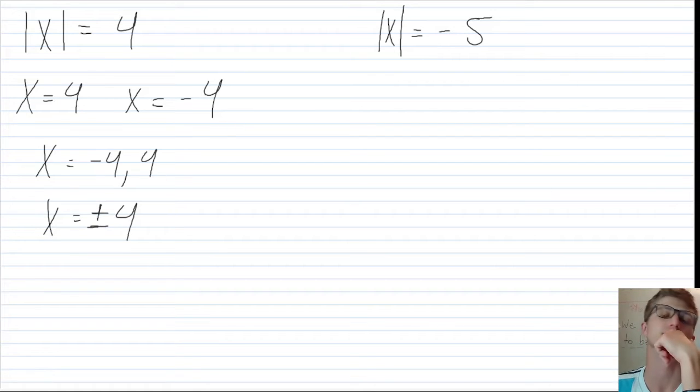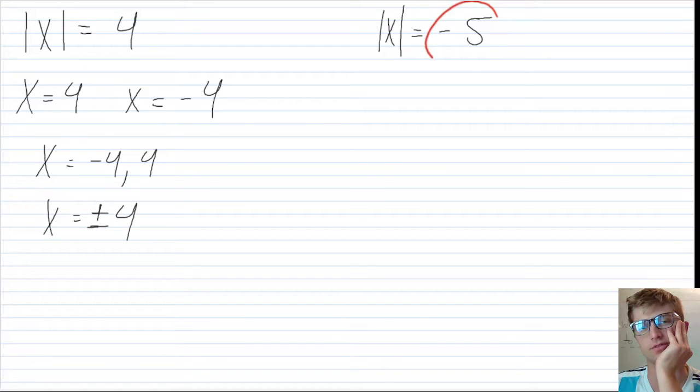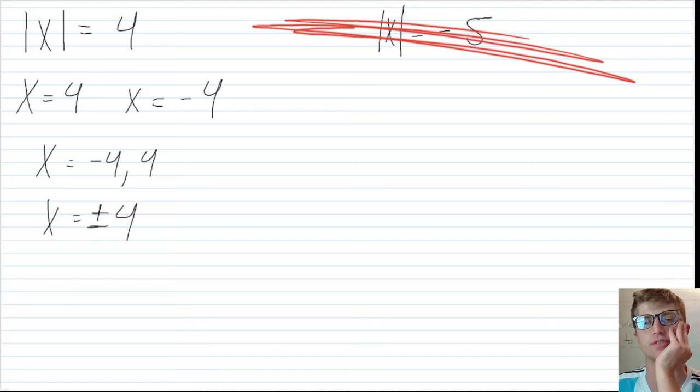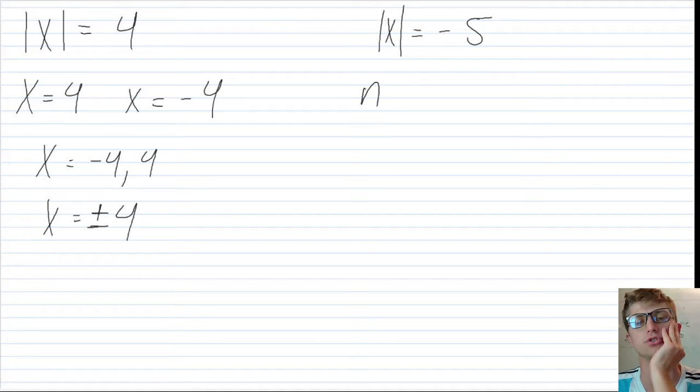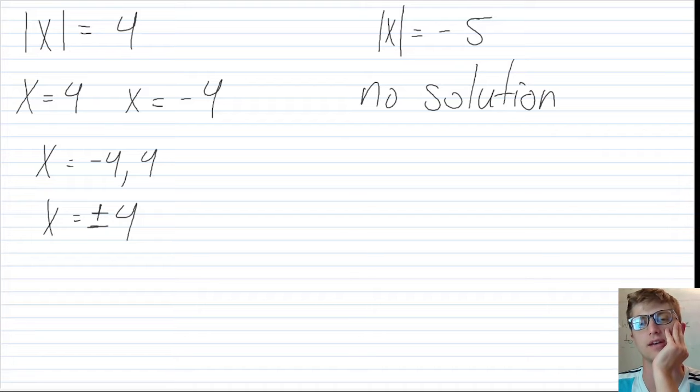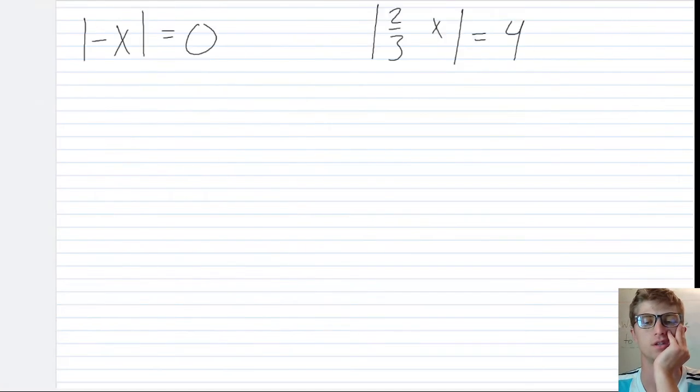Absolute value of x equals -5. So let me ask you, what number can we put into the absolute value sign so that a negative number comes out? What's our rule for the absolute value sign? Whatever's inside of it becomes positive. So is it possible for it to be negative? No, it's not. No solution for this one. There is no solution because you can't put something into the absolute value and have it come out negative.